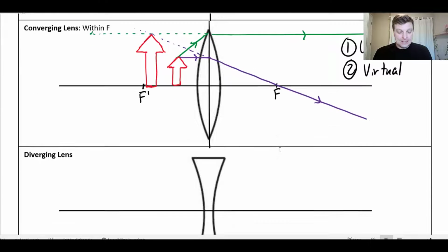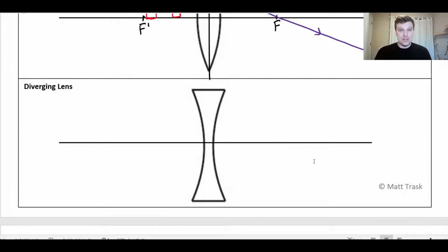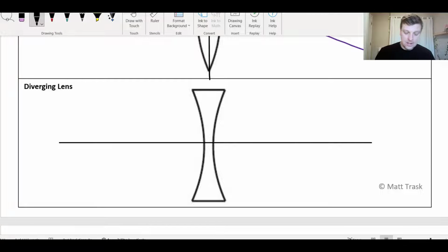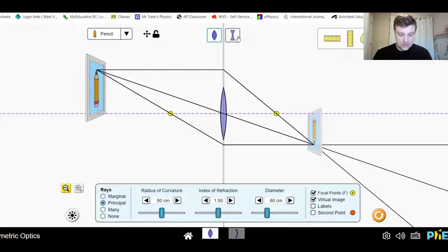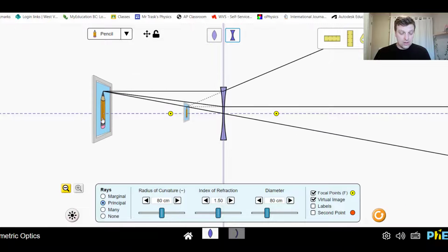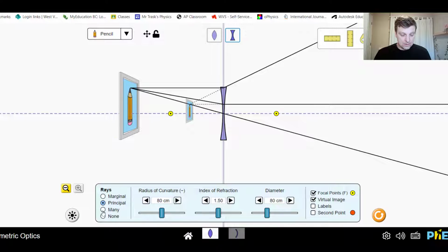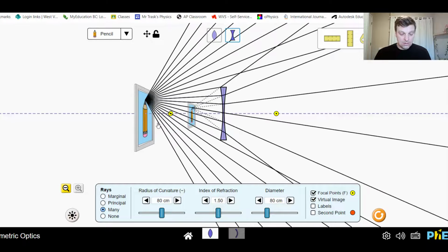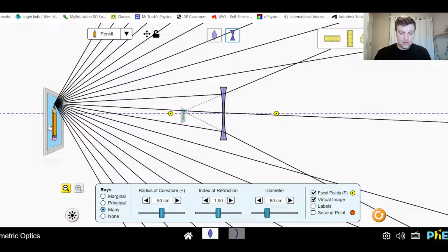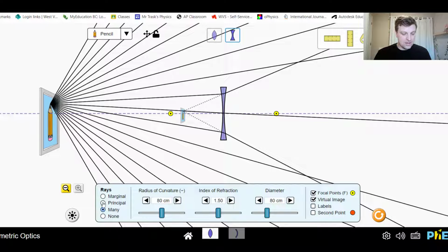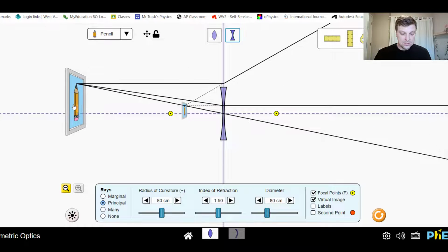So the last example here is going to be for a diverging lens. Now, a diverging lens, of course, does not have a real focal point. So let's jump over to this example here. Let's look at a diverging lens. You can see that when I have rays of light go through the diverging lens, they're going to diverge. It's not just a clever name. And so these rays spread out.